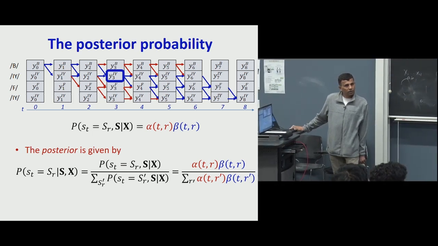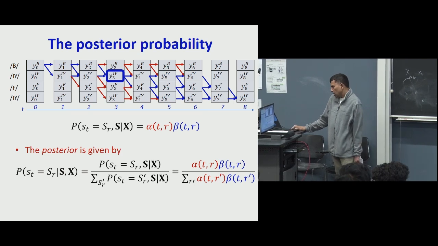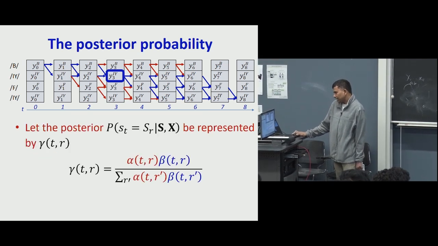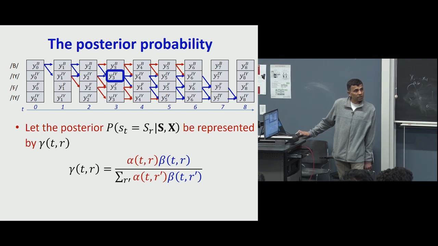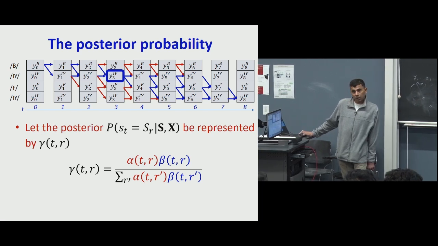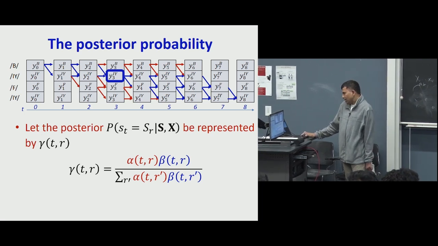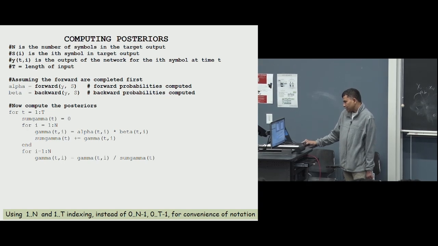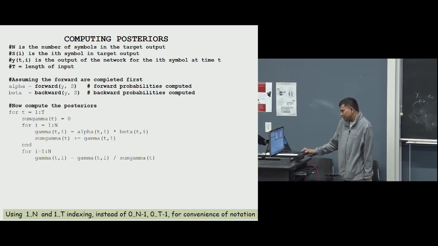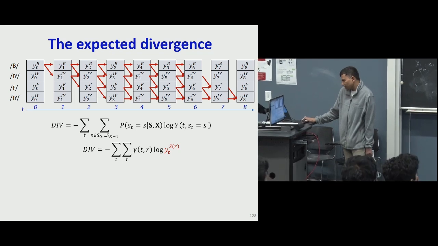Questions? Right? So we have actually managed to compute the gamma term, the posterior probability term, for every node in the graph. And there's the inevitable pseudocode. So now the expected divergence is very straightforward.